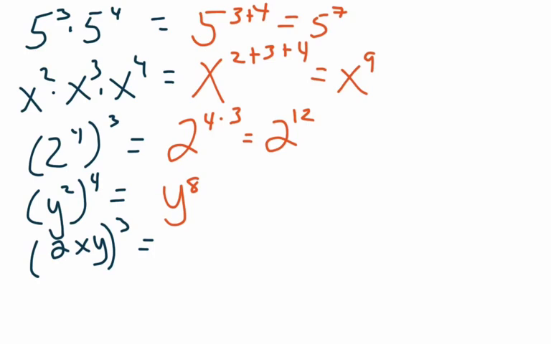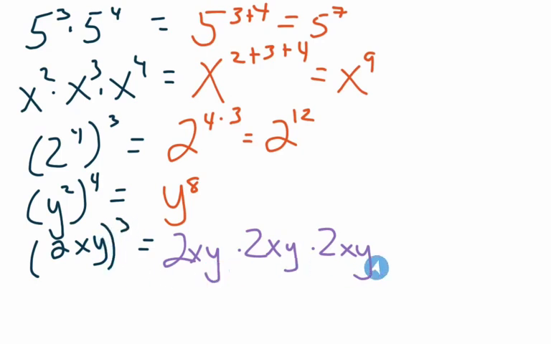Now here, this one looks a little bit different, but remember, math is really consistent, so there's no reason why this should look different or work differently. But if you aren't sure, you can do this: 2xy times 2xy times 2xy. When in doubt, expand it out. So just engage the definition of what the exponent of 3 is. And now you can probably see, okay, this is going to be 2 times 2 times 2, which is 8, and then x times x times x, which is x to the 3rd, and y times y times y, which is y to the 3rd.